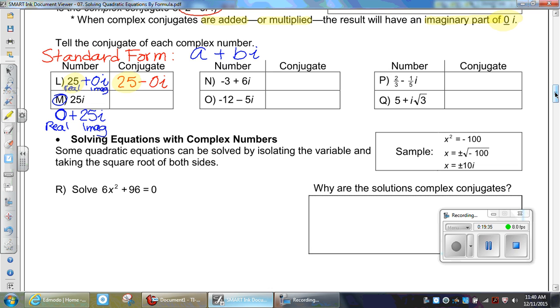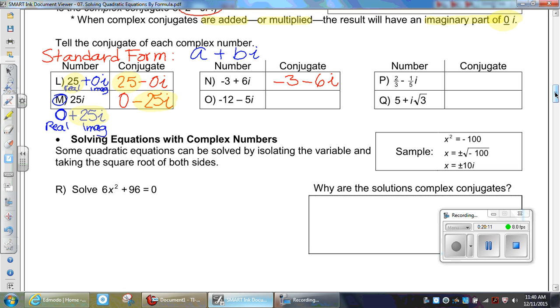All right, so for the next one, Javier, what will be the complex conjugate here for M? Negative 25i? Yes, that's correct. So whenever you have a number that is only imaginary, let's say 25i, we call them pure imaginary. The conjugate will be the opposite of it. All right, now for letter N, Matthew, negative 3 minus 6x. Very good.